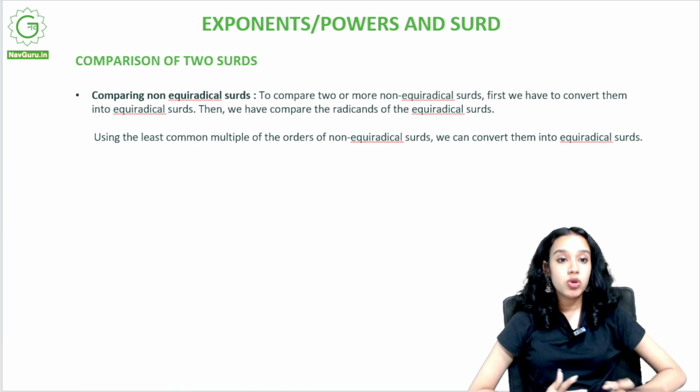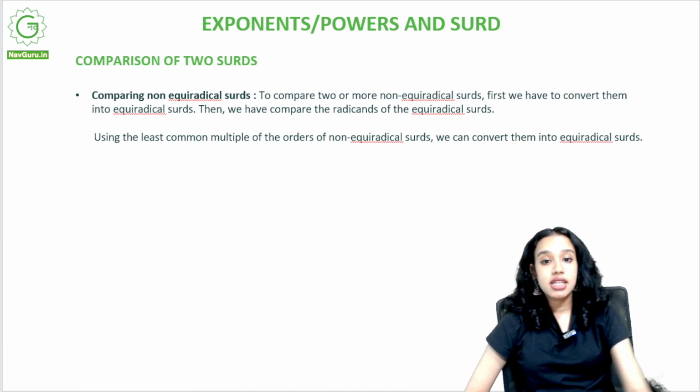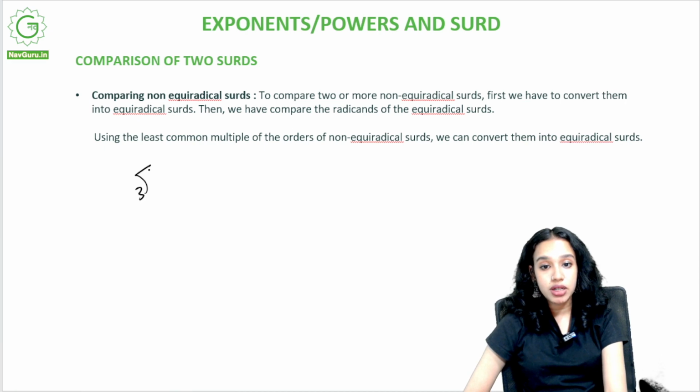To compare two or more non-equiradical surds, first we have to convert them into equiradical surds. Then we have to compare the radicands of the equiradical surds. Using the least common multiple of the orders of non-equiradical surds, we can convert them into equiradical surds. So let's say we have the cube root of a number and then the square root of a number.